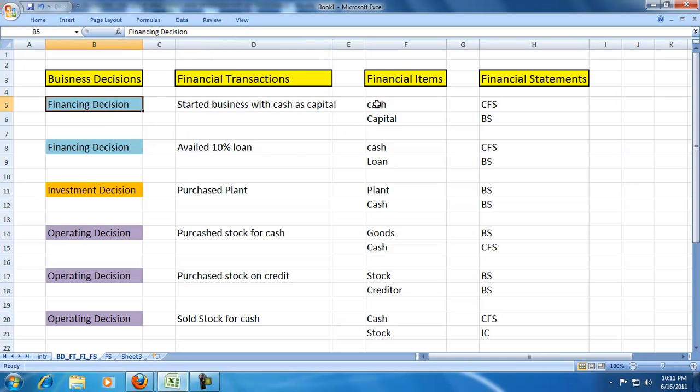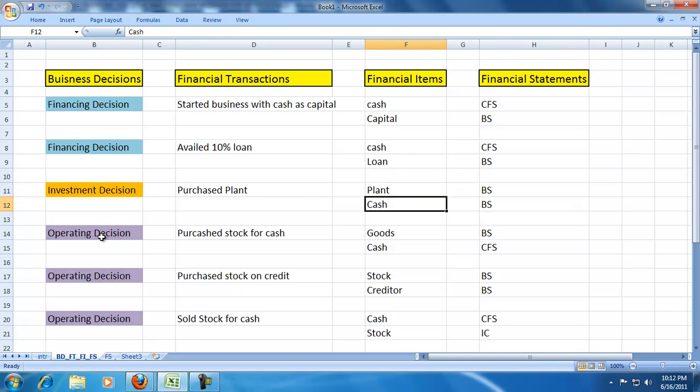The decision to start a business with capital is a financing decision, and the related financial items are cash and capital, and they will affect the cash flow statement and the balance sheet. When I'm availing a loan, it is again a financing decision. So items involved are cash and loan, and the financial statements where they will find place are the cash flow and the balance sheet. Suppose I take an investment decision, purchased plant. So the financial items are plant and cash, and they will find place in the balance sheet.